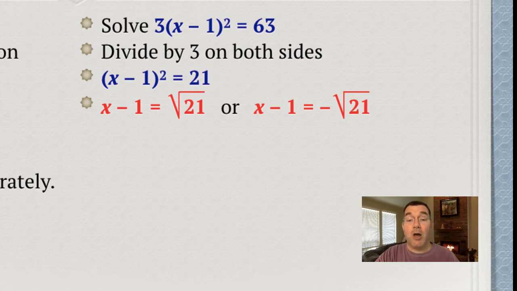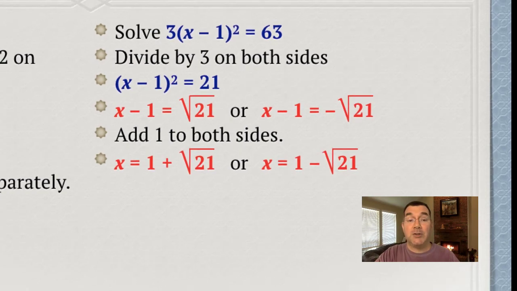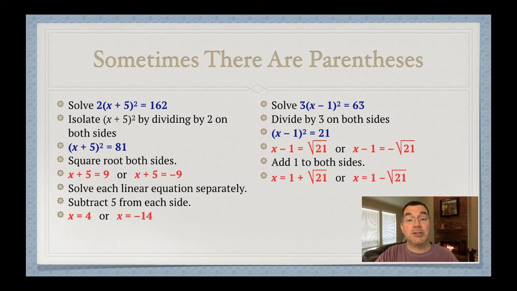All right, and so now all that's left is to solve for x, and in both of those equations, that means I need to add 1 to both sides. If I do that to the first equation, I get x equals positive 1 plus root 21. And if I do that to the second equation, I get x equals positive 1 minus the square root of 21. Okay, so that's just an idea of how to solve quadratic equations using a different strategy.